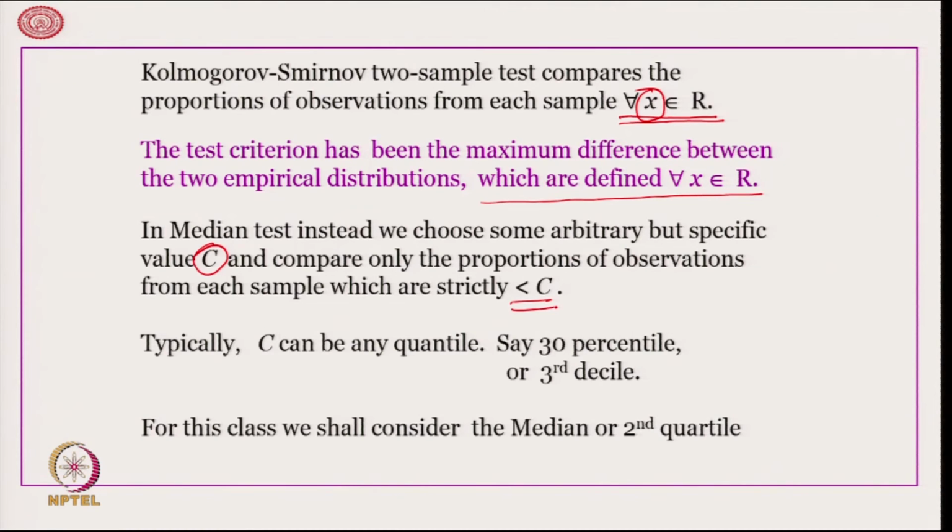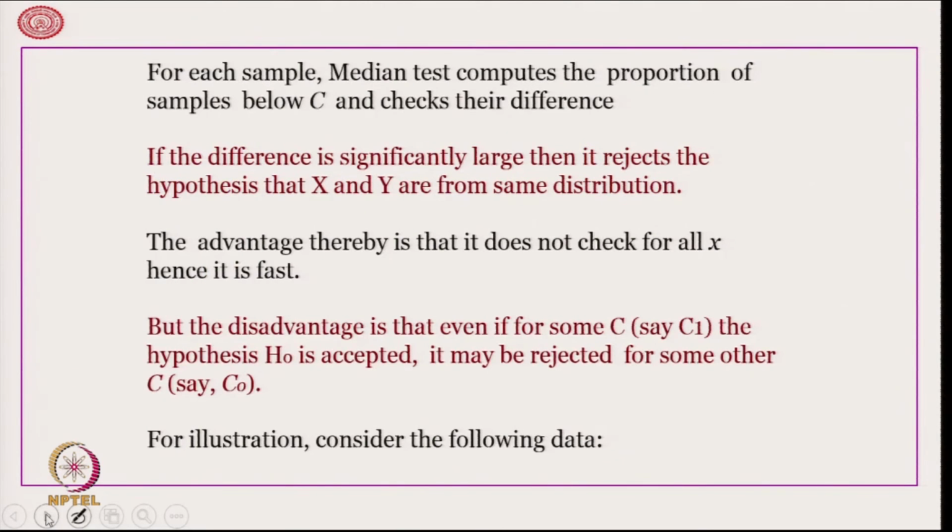Say for example, it can be the 30th percentile, or we can say that that is the third decile, like that it can be any quantile. However, for this class we shall consider only median or the second quartile. Now, for each sample, median test computes the proportion of samples below c and checks their difference. If the difference is significantly large, then it rejects the hypothesis that x and y are from the same distribution.